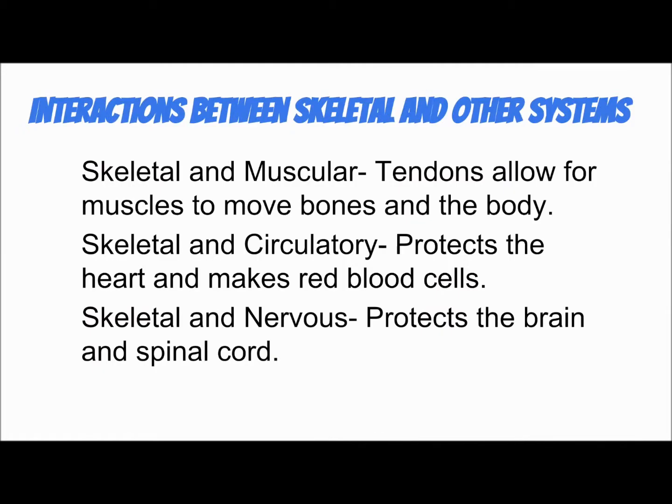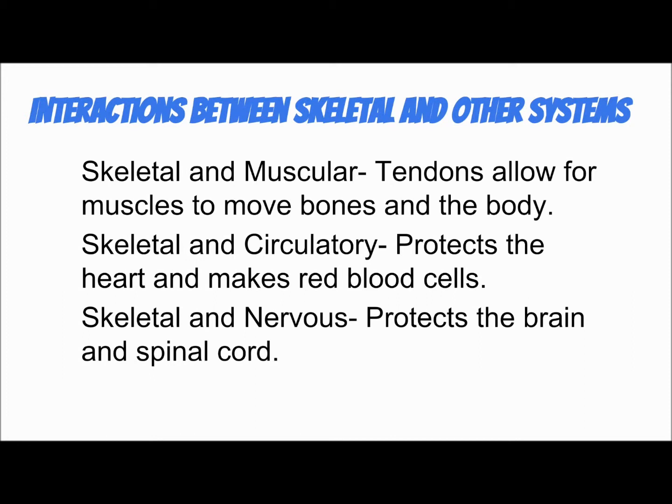Interactions between the skeletal system and other systems. So the skeletal and the muscular. Tendons allow for the muscles to move the bones in the body. Skeletal and the circulatory. It protects the heart and it makes red blood cells. And then skeletal and nervous. It protects the brain and the spinal cord.